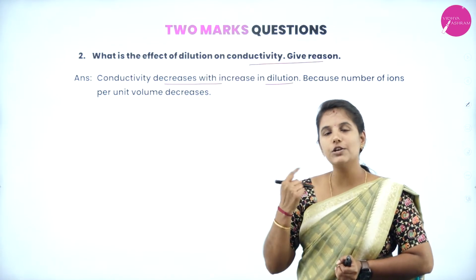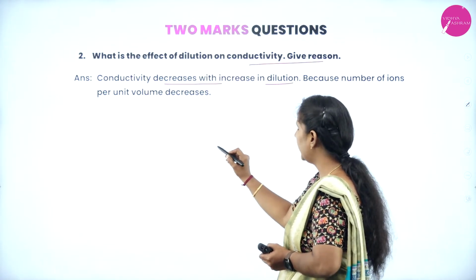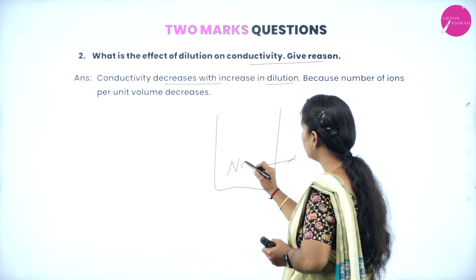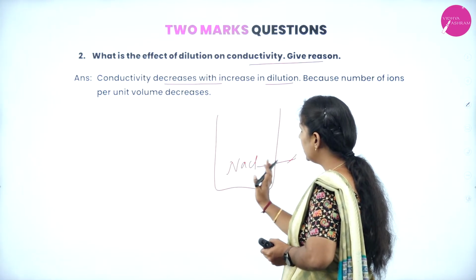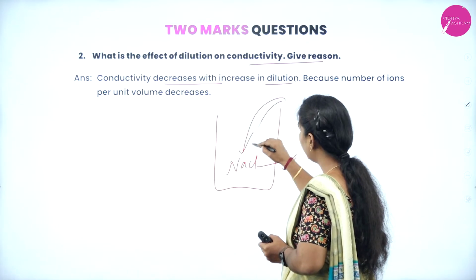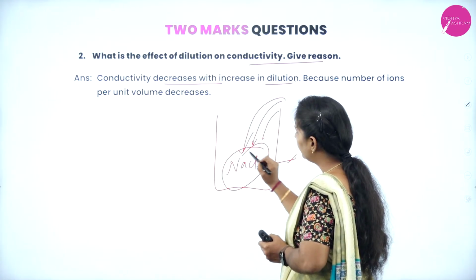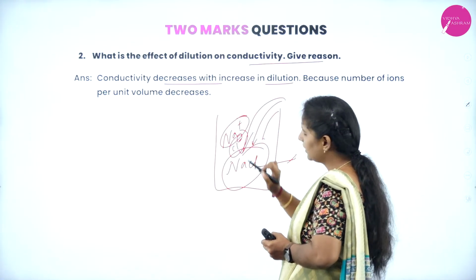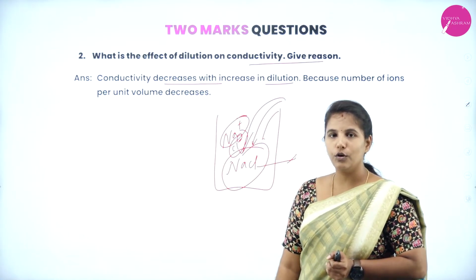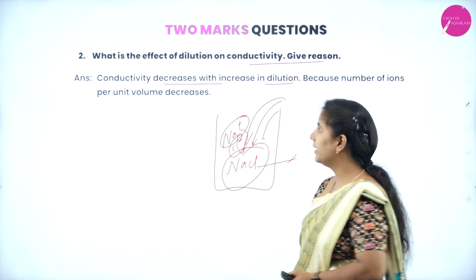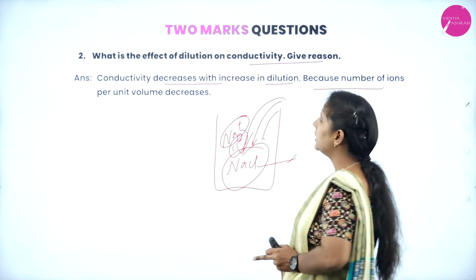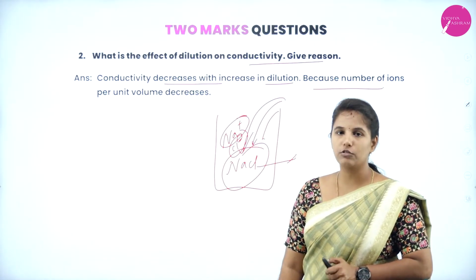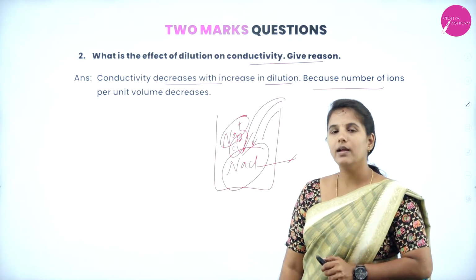Why? Because as you dilute the sodium chloride, for example, you have taken a large container, to this you have added sodium chloride crystals and made a solution of sodium chloride. Now again and again if you dilute this solution, the sodium ions and chloride ions will become more and more dilute. Once the cations and anions have become more dilute, obviously the conductivity will decrease, because the number of ions per unit volume will decrease. That is the reason if you dilute an electrolytic solution, conductivity will decrease.